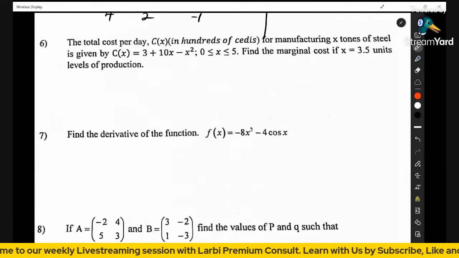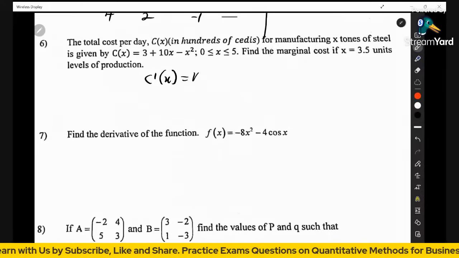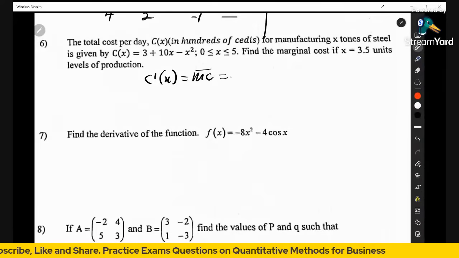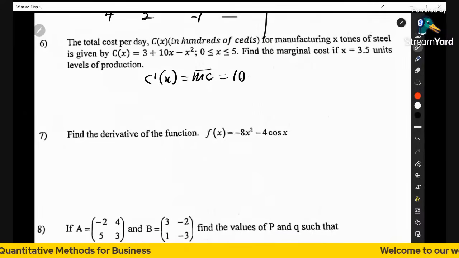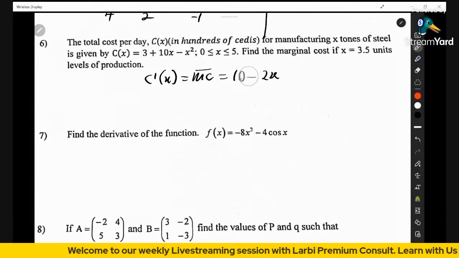We have to differentiate what? The cost function for the first time. So we'll say that cost prime of x should be equal to the marginal cost. And that should be what? So the differential of 3 should result to 0. Differential of 10x should fetch us what? 10. Okay, and differential of negative x squared should fetch us what? 2x. All right, so once able to get this, that becomes my marginal cost function.